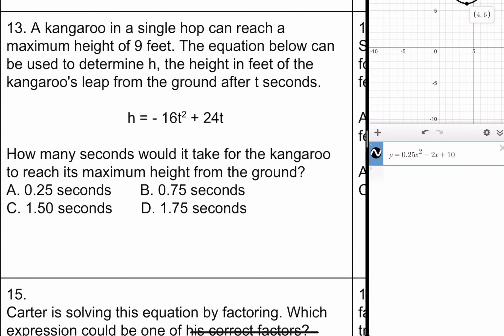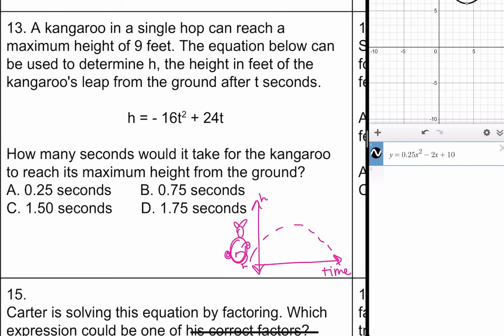If you missed number 13, here's a quick explanation of that. A kangaroo in a single hop can reach a maximum height of 9 feet. That's interesting. The equation below can be used to determine the height h in feet of the kangaroo's leap from the ground after t seconds. I'm not going to try to draw a kangaroo, but let's say I did. We have our little kangaroo, right? That looks pretty good, don't you think? All right, so we've got our little kangaroo, and he hops. His height is represented as a function of time.